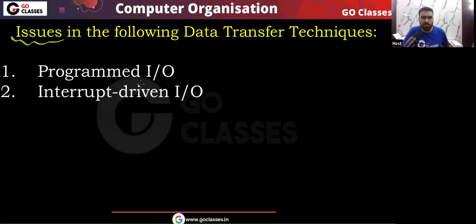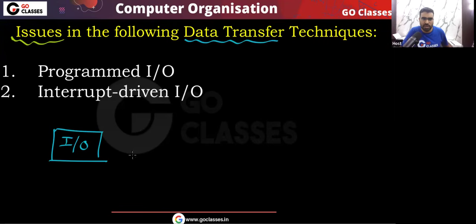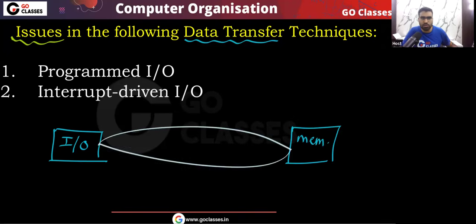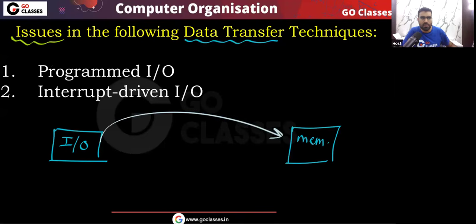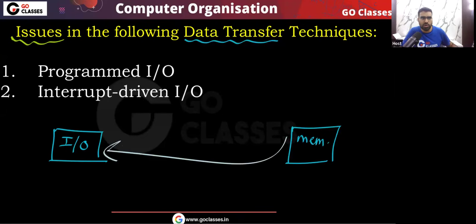In both these mechanisms, we do data transfer between an IO device and main memory. We have an IO device; let's assume, for example, this can be your mouse or keyboard or hard disk. And there is my main memory. We want to do data transfer between these two, from IO device to main memory, or from main memory to IO device. This is the data transfer that we want to do, correct?